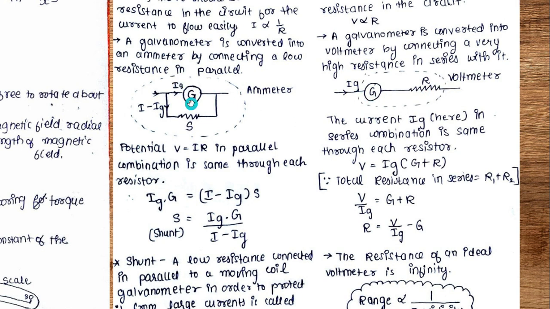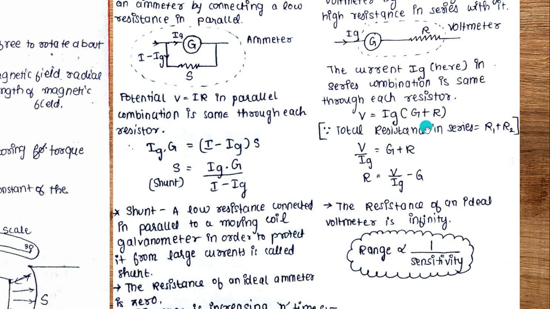While here in parallel, total resistance is what? 1 by R is equal to 1 by G plus 1 by S, right? Resistance in parallel is lesser than the total resistance in series, right? So now in series combination, the current is the same through each resistor. So Ig is the current through G as well as the resistor R. So my V is again I into R, but what is the total resistance of this voltmeter? It is G plus R. So Ig into G plus R.